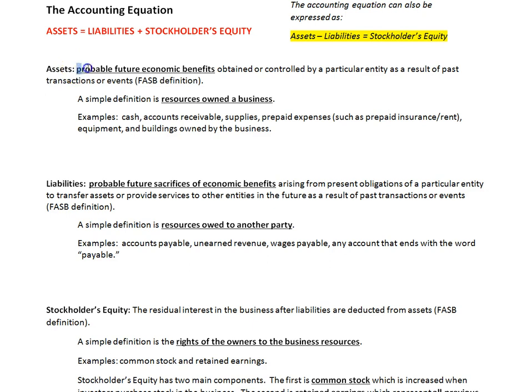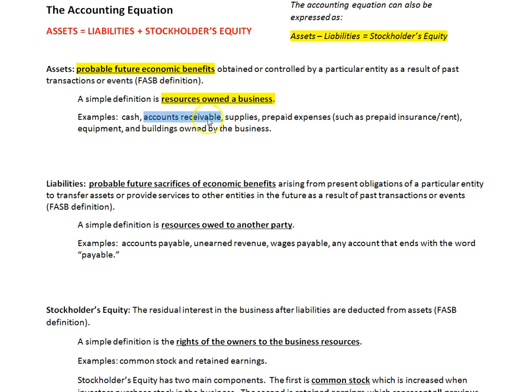Alright, assets. What are assets? The FASB defines them as probable future economic benefits. For us, in the introductory course, we can just say they're resources owned by a business. So we have things like cash that the business owns. We have accounts receivable. Accounts receivable is when somebody else owes us money. If they owe us money, it goes into accounts receivable. This accounts receivable is likely to become cash in the near future, assuming that they pay us.